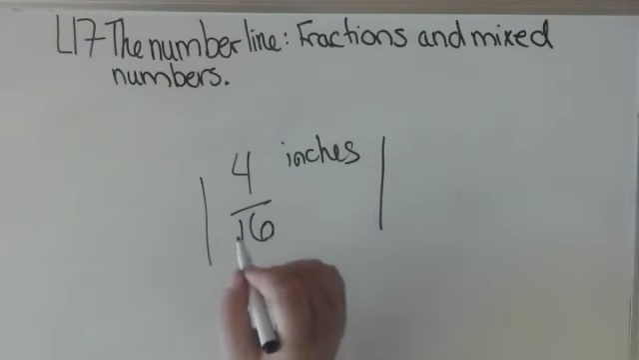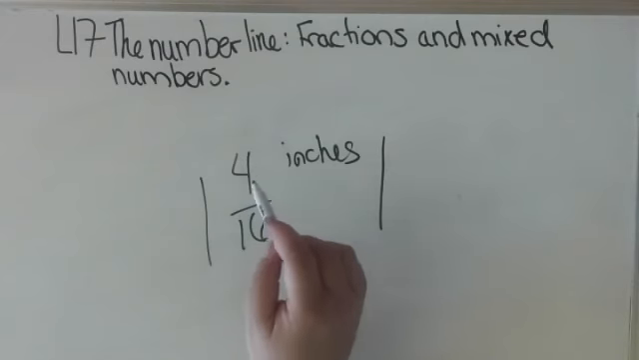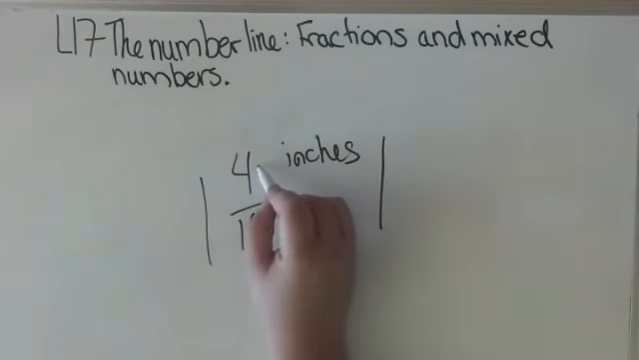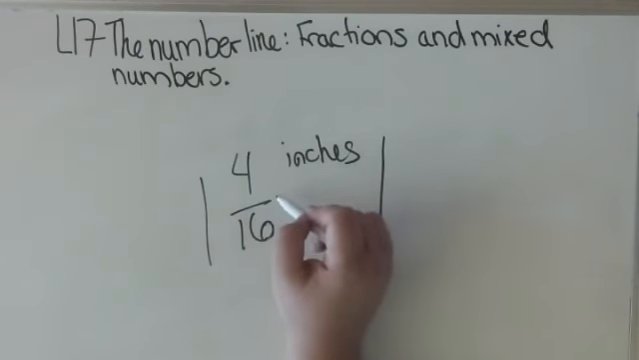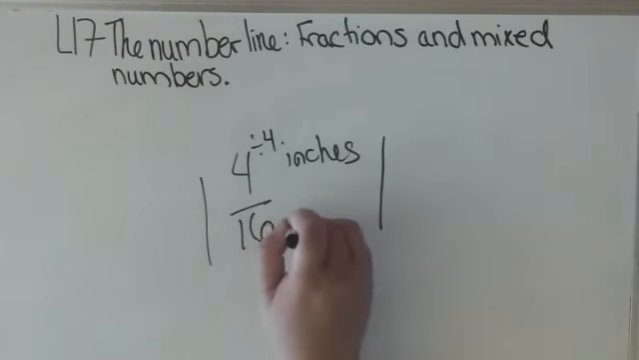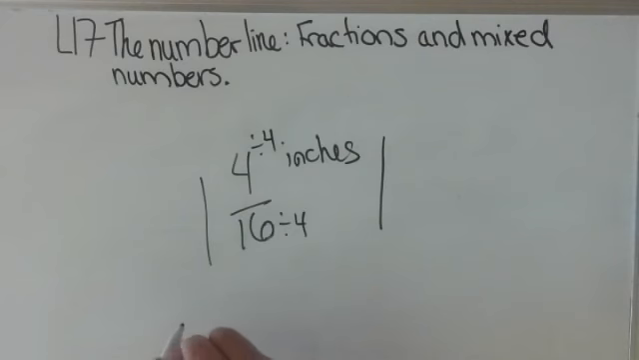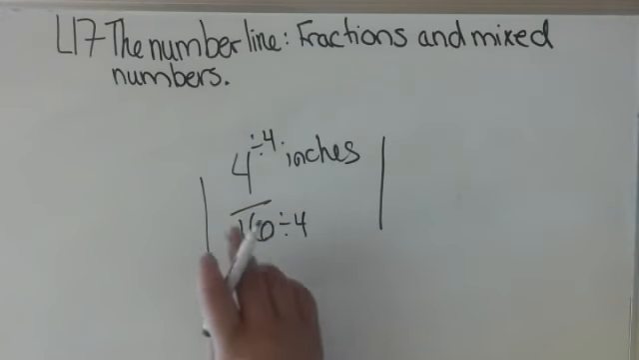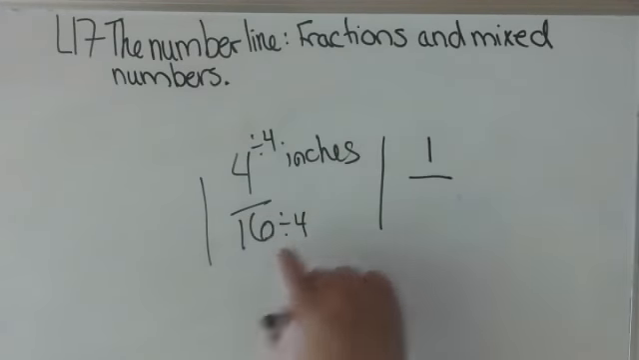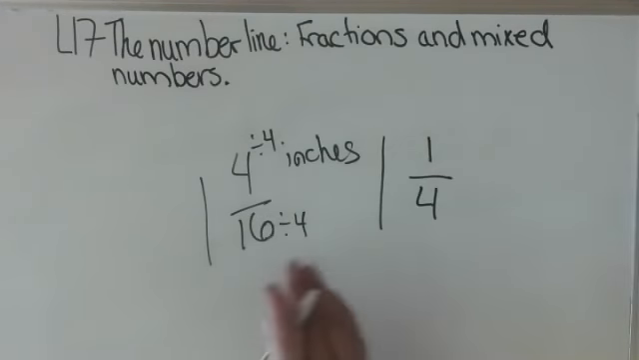How we do that is we look at a number that would divide both 4 and 16 that is bigger than 1. I could divide both by 2, but you know what? I can divide both 4 and 16 by 4. Whatever I do to the top, I must do to the bottom. That's a rule for fractions like this. So if I'm dividing both by 4, 4 divided by 4 is 1. 16 divided by 4 is 4. I now have 1 1/4.